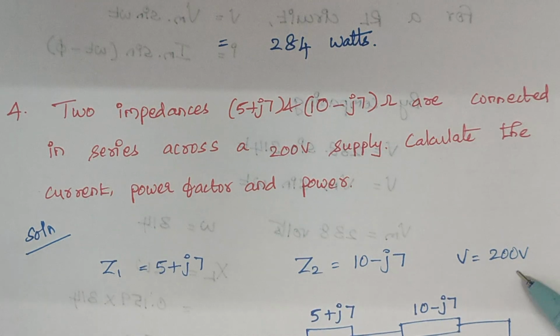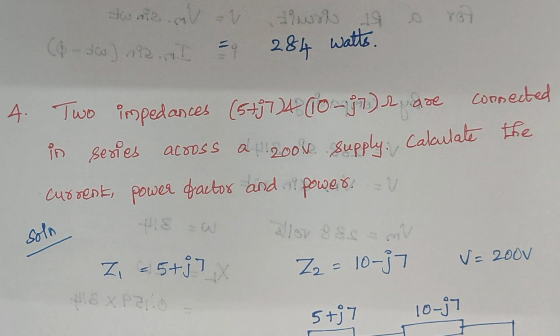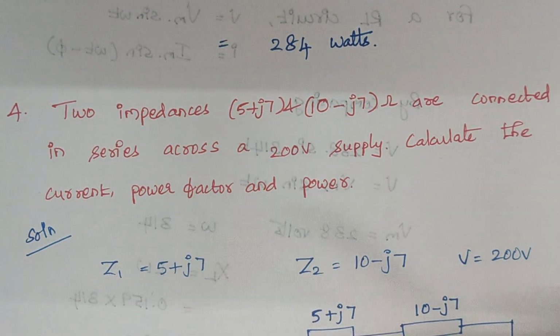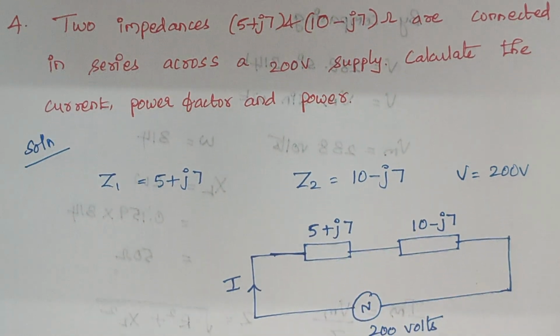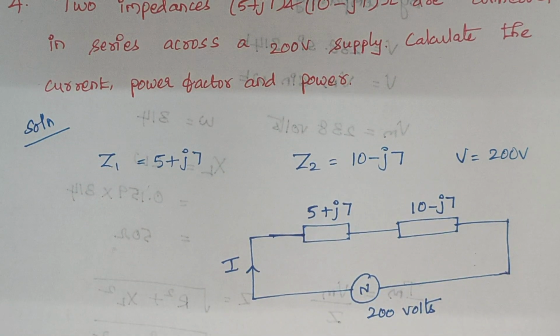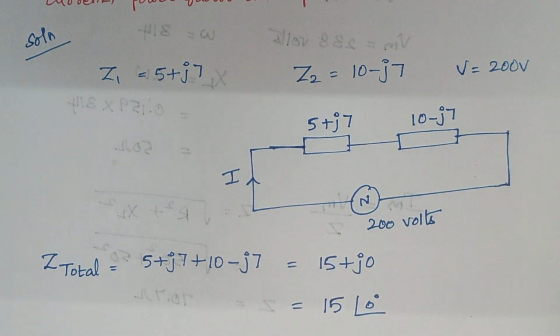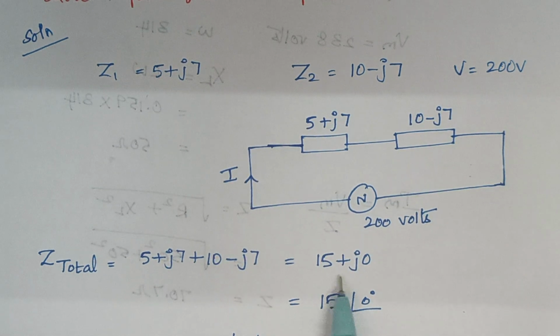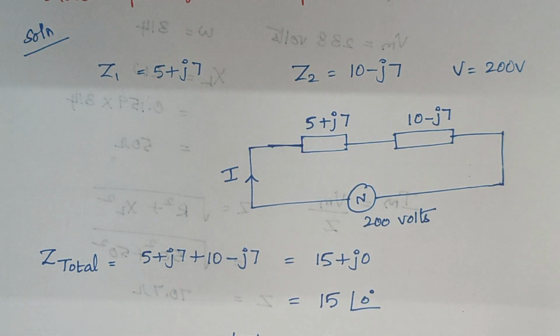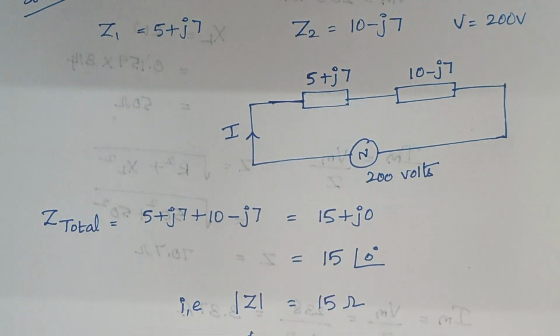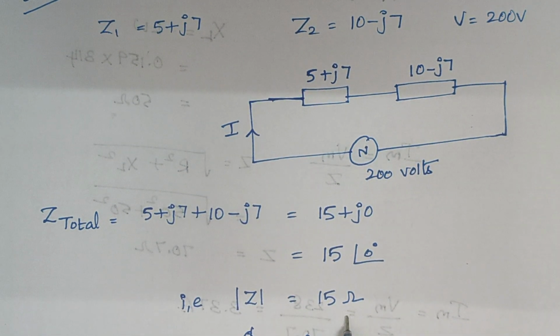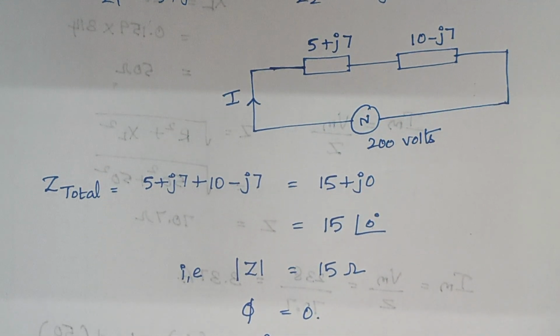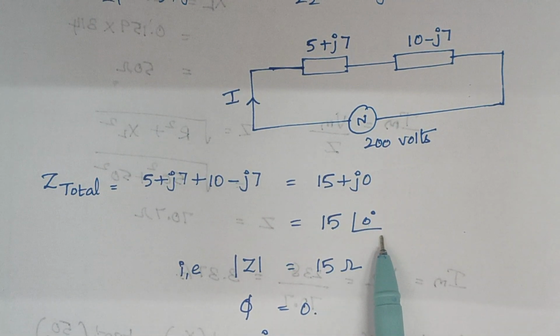And the voltage is 200 volt. And you see they are connected in series, so I have drawn a diagram like this. So how to calculate the total impedance? You simply have to add. When you add here, we get the answer as 15 plus 0j, or 15 with an angle of 0 degrees. Therefore, the total impedance is 15 ohms and the angle is 0 degrees.